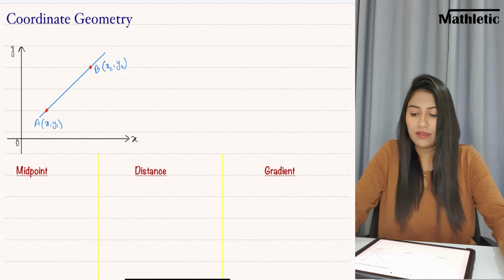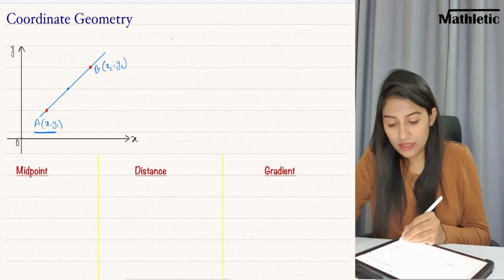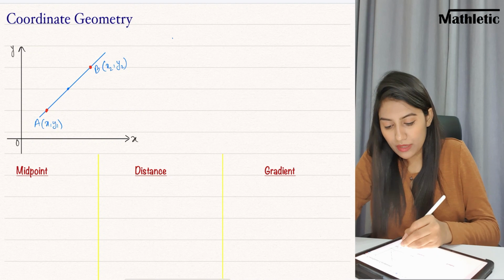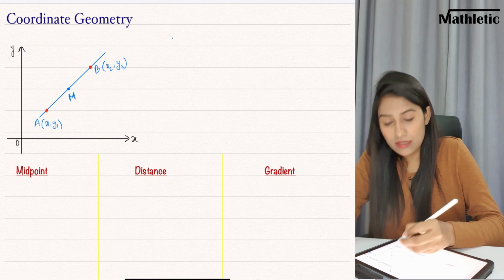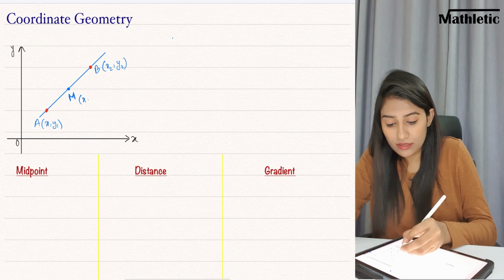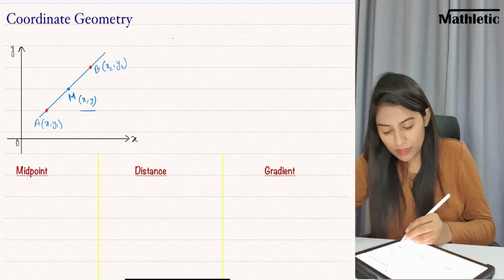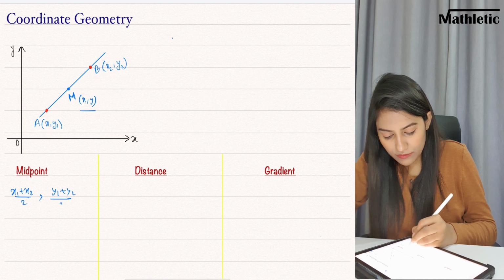Okay, so let's start. As you can see, we have 2 points. Point A has coordinates x1 and y1, whereas point B has coordinates x2 and y2. And suppose the midpoint of this line AB is M, and you need to calculate the coordinate of the midpoint. In that case, the formula is (x1 plus x2) divided by 2, (y1 plus y2) divided by 2.